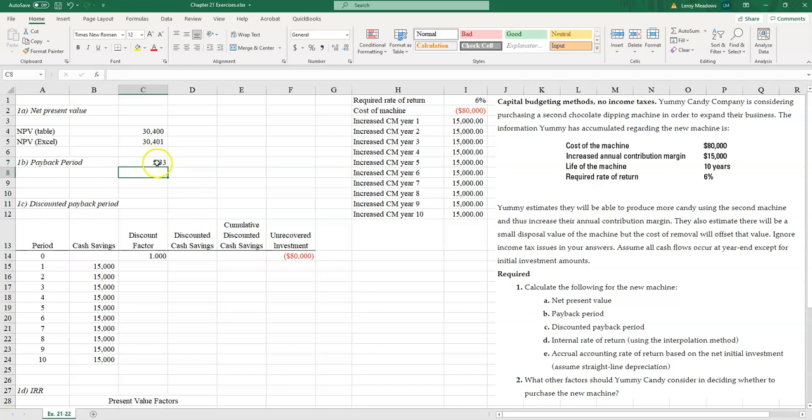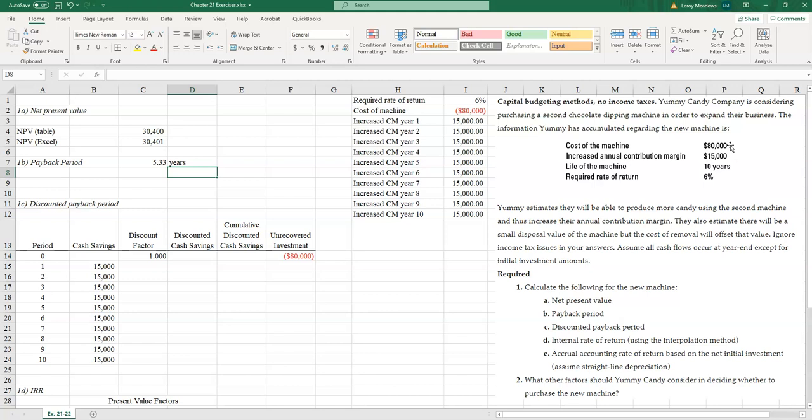So what is this telling me? It's telling me here the payback period is 5.33. It's going to take me 5 1/3 years to get the cash back. Now, it's not earning me a rate of return or anything like that. It's just telling me how long it's going to take just to get my $80,000 back. This is not taking into account inflation. This is not taking into account the required rate of return. It's not taking anything into account other than how fast I get my initial investment back.